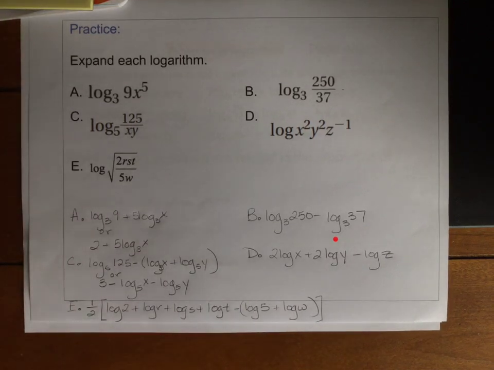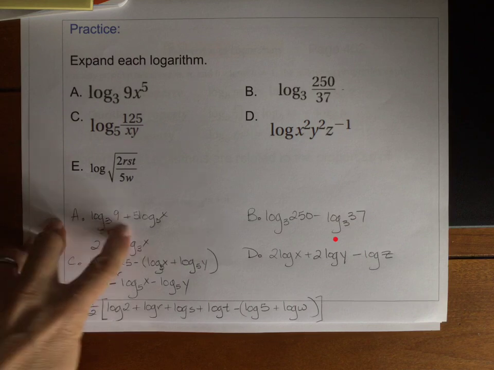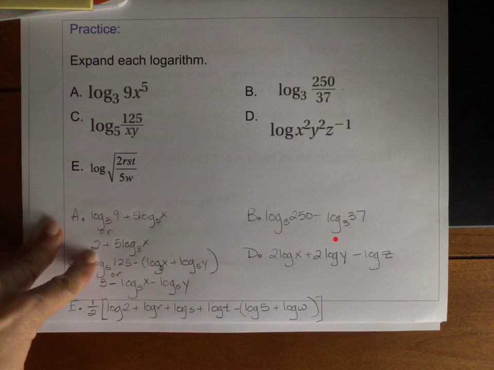And everything else should be self-explanatory. Well, it's all new to you, but it's a little more straightforward. A, C, and E were the ones that were a little more tricky, especially if you were converting this whole term into just a number.